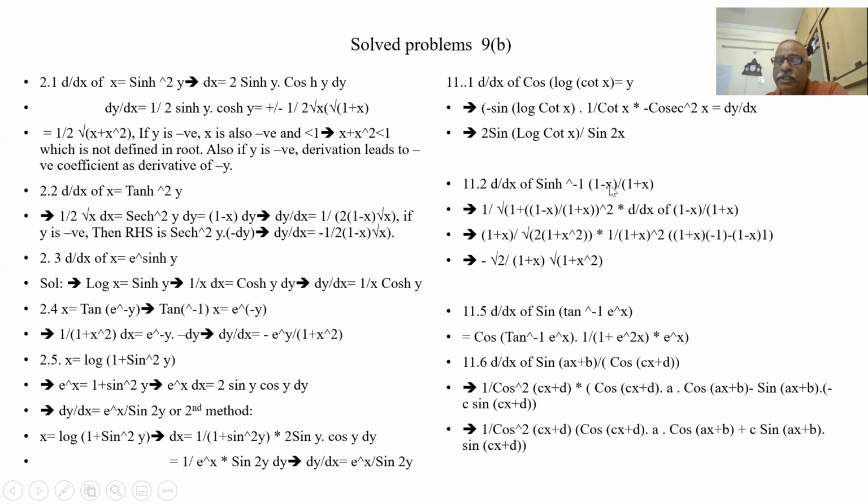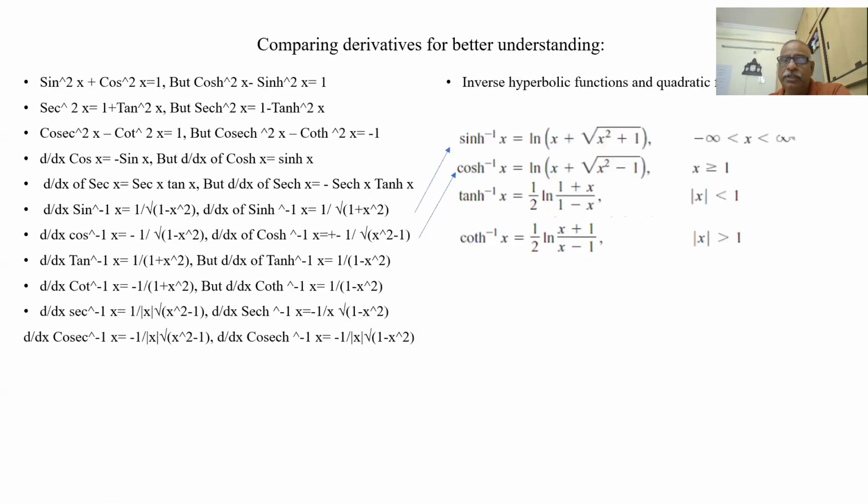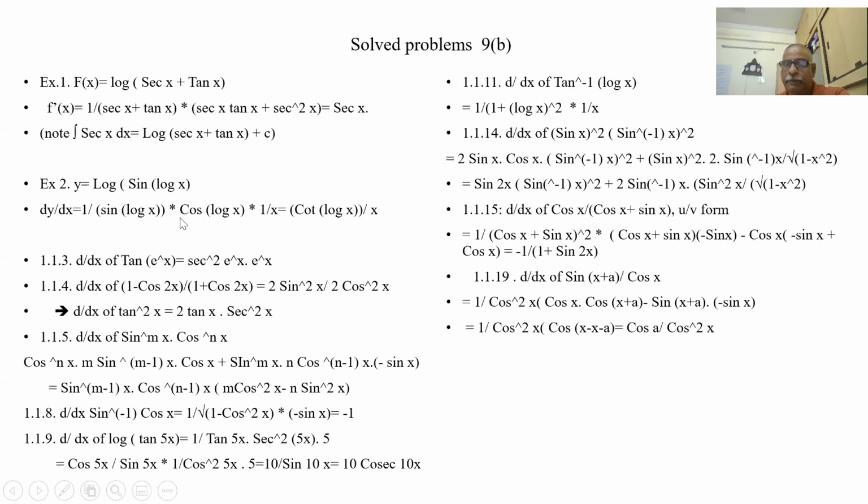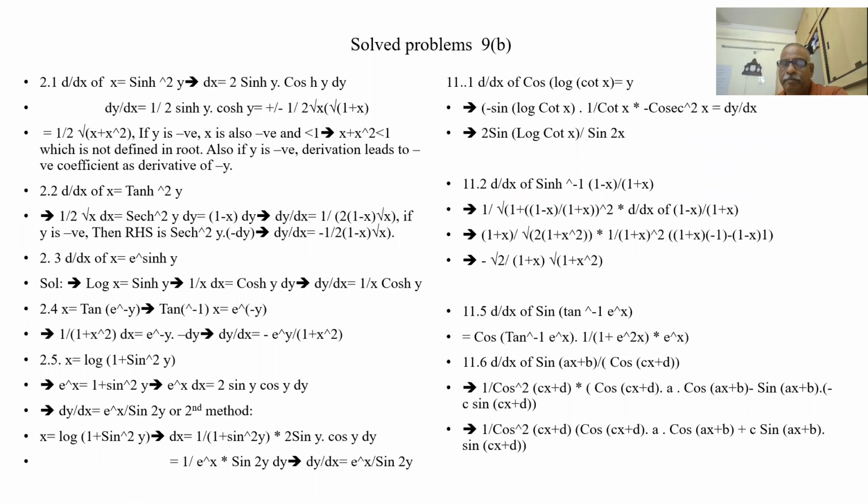So the derivative of sinh inverse x is 1 by square root of 1 plus x square. We have seen here that the derivative of sinh inverse x is 1 by square root of 1 plus x square, whereas for cosh inverse and sin inverse x it is 1 by square root of 1 minus x square. Let us see this one.